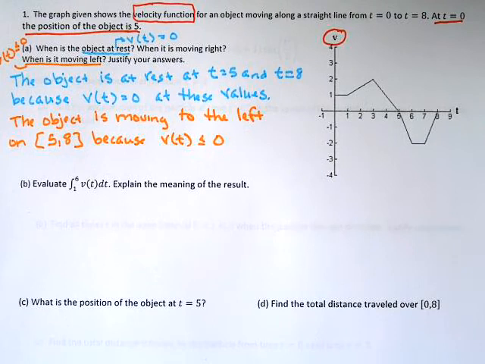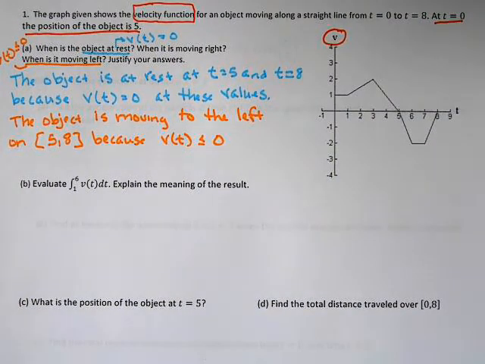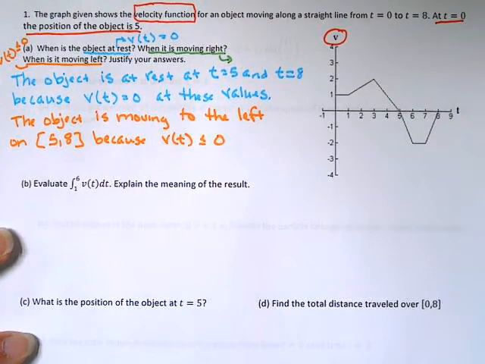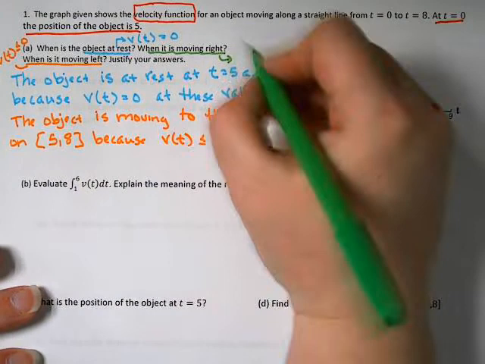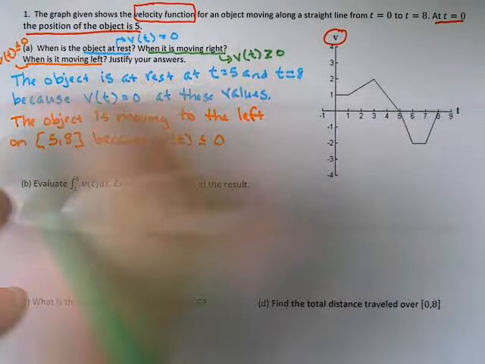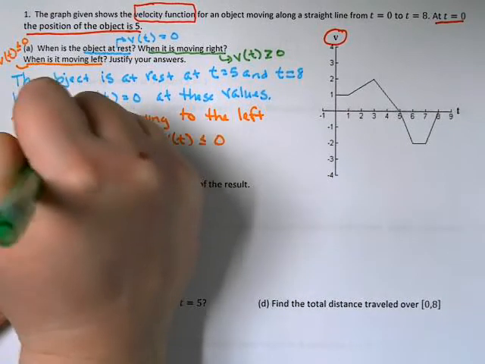And I realized I kind of skipped the other one. I went in the wrong order, but it doesn't really matter. But when is the object moving to the right? So the object is moving to the right anytime the velocity is greater than or equal to 0.